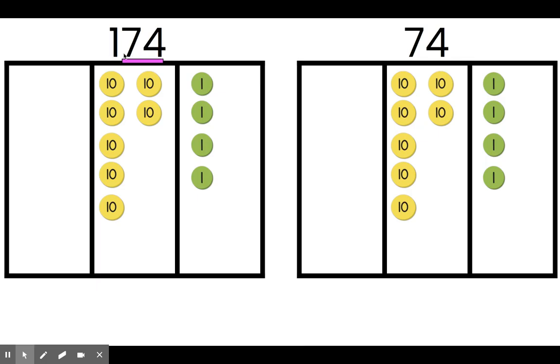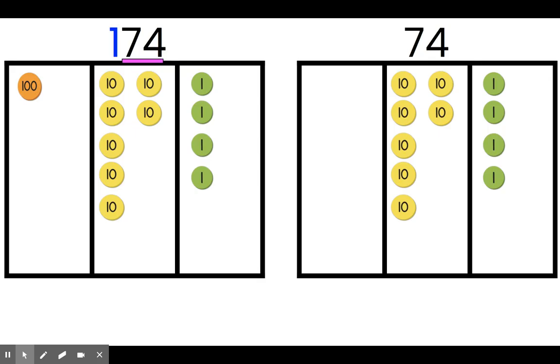But we do have a digit here, 1, that has value. That one represents one group of 100. 174 has 100, 7 tens, 4 ones. 74 only has 7 tens and 4 ones. Remember, when we're comparing numbers, let's look to the unit with the greatest value first to know which number is larger or greater.